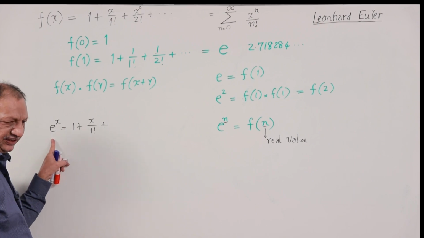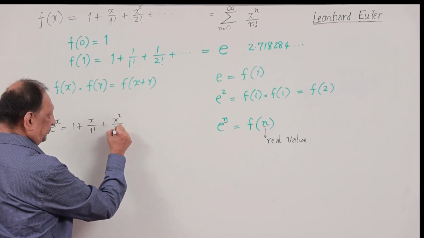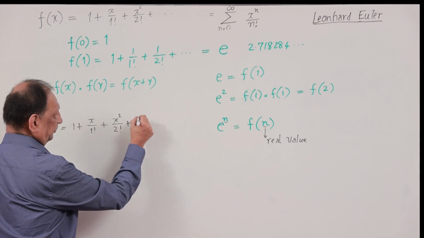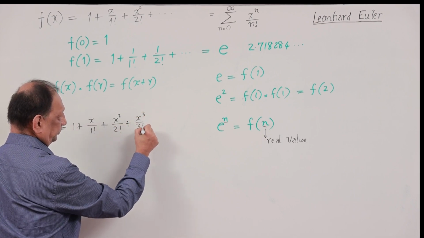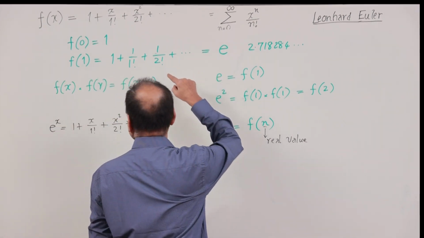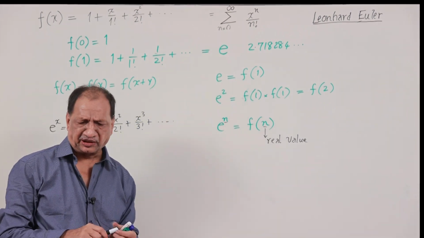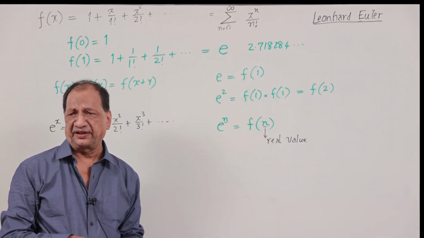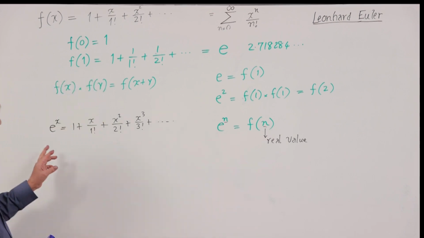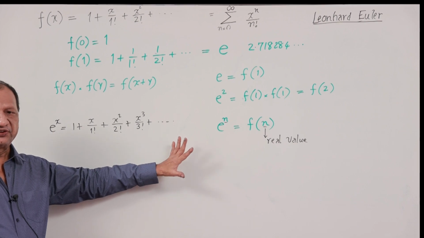So e power x, for any real number x, must be equal to 1 plus x by 1 factorial plus x square by 2 factorial plus x cube by 3 factorial and so on. That is e power x, where e is this. It is also known as the base for natural logarithms that we can see at a later date. Okay, so e power x is this. This is what is known as the exponential series, right?